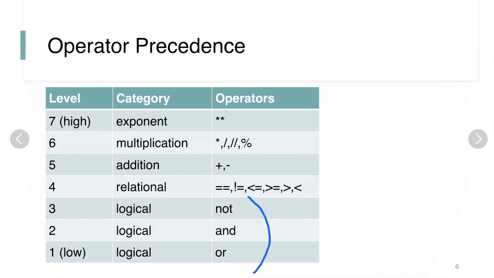But they also have an order among themselves. So not comes first, it has a higher precedence, and then comes and, and then or. So if you see multiple of these operators in the same expression, first the not will be applied, and then the and operator, and then the or operator. But before that, you will have the arithmetic expressions working first, and then the comparisons, and then come the logical operators.